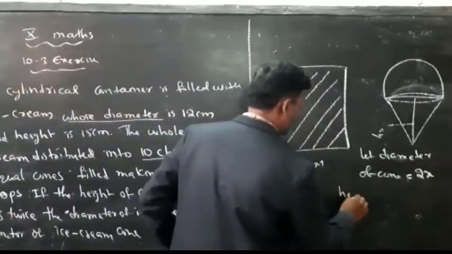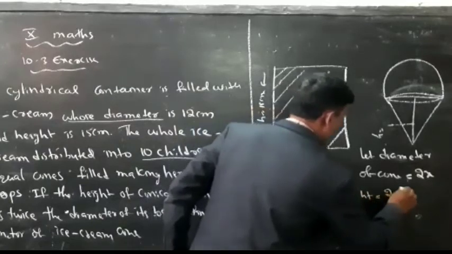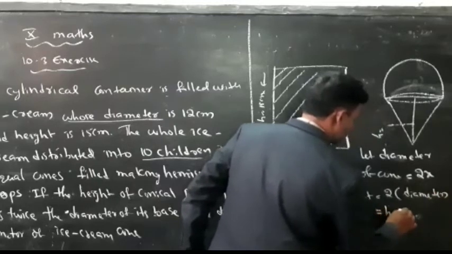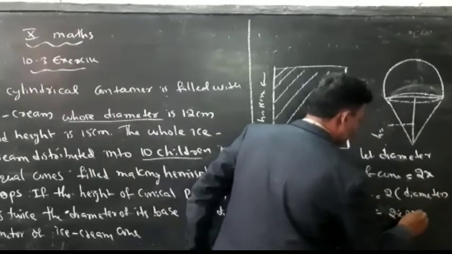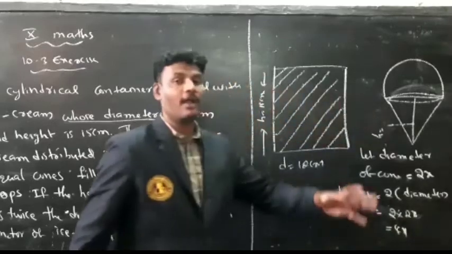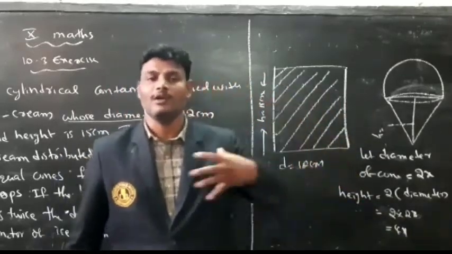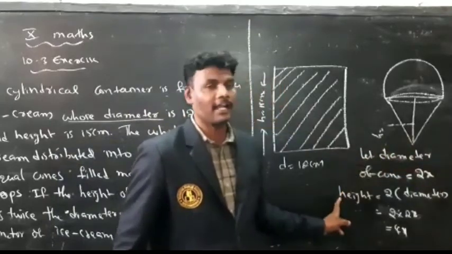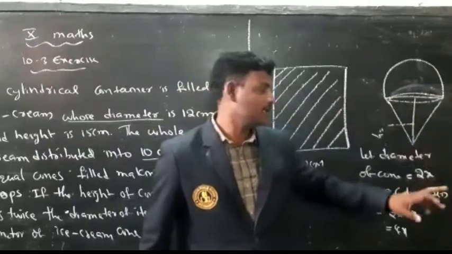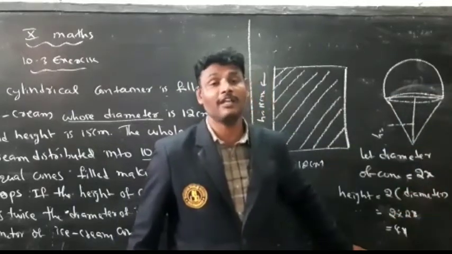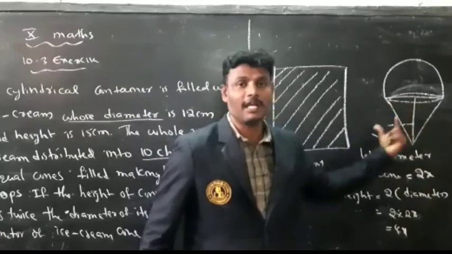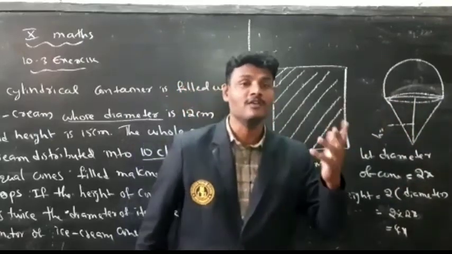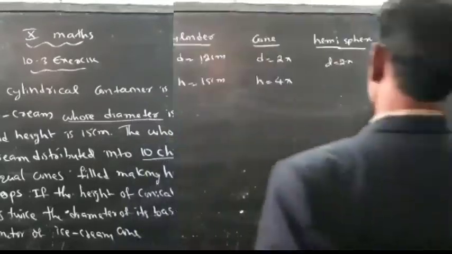Next, what about the height? The height of the cone is twice the diameter, so height is 2 into 2x, which is 4x. I don't know the diameter of the cone, so I am taking the diameter as 2x. Then the height of the cone is twice the diameter, so 4x. So diameter is 2x and height is 4x. Now you have to find the value of x. To find the diameter of the cone, first you have to find the value of x.